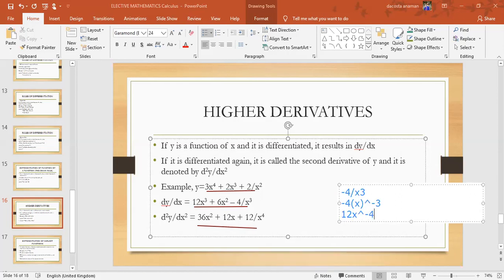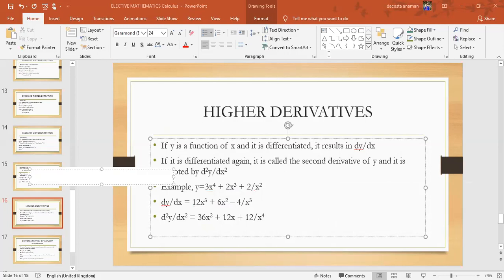Now you use normal indices to convert it back to the normal state, and you'll be getting what? 12 all over x raised to the power 4. So that's why we have 12 over x raised to the power 4. So that's differentiating it again. That's the second derivative or higher derivative.